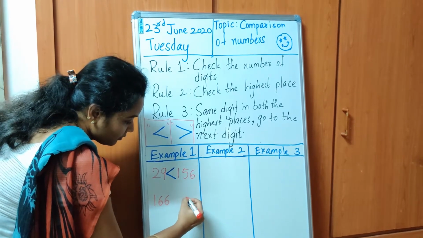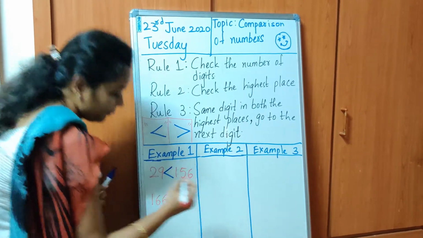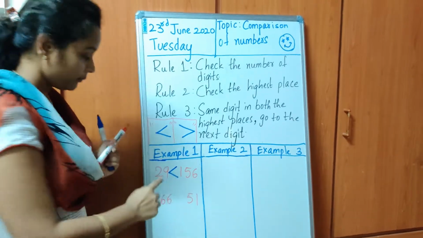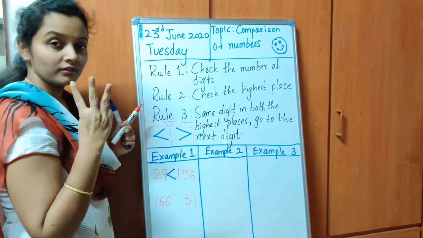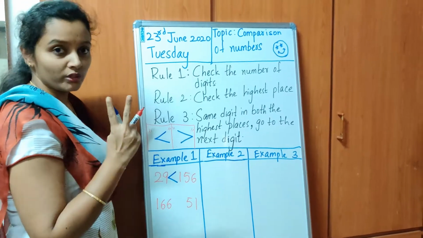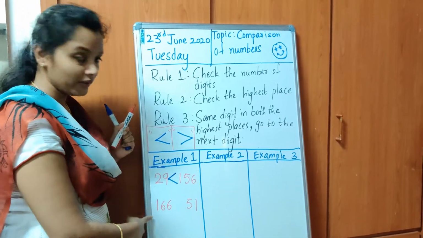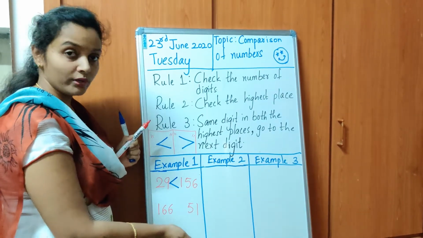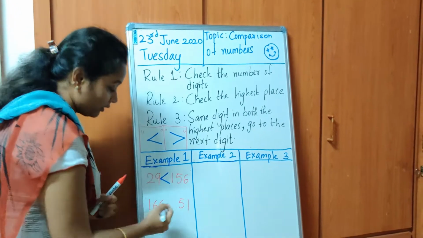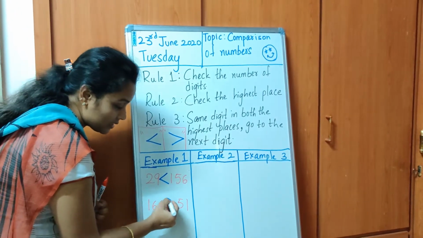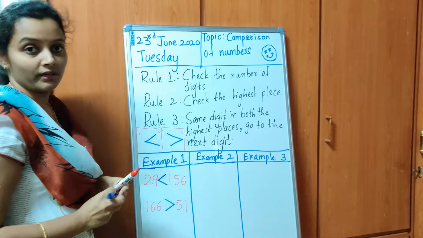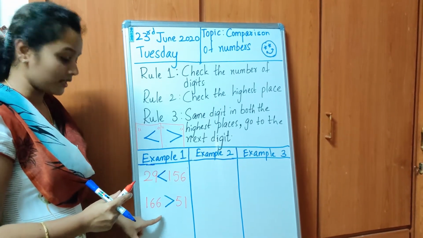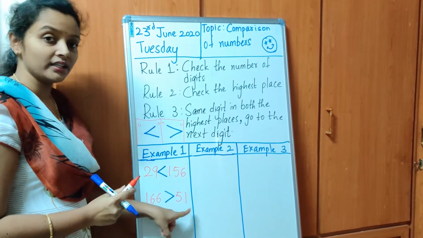166, 51. Again, rule 1. Check the number of digits to compare. How many digits are there? 3 digits. Here, 2 digits. So, which is bigger? A 3-digit number. Which is smaller? The 2-digit number. So, how do you represent this? 166 is greater than 51. How do you read this? 166 is greater than 51.